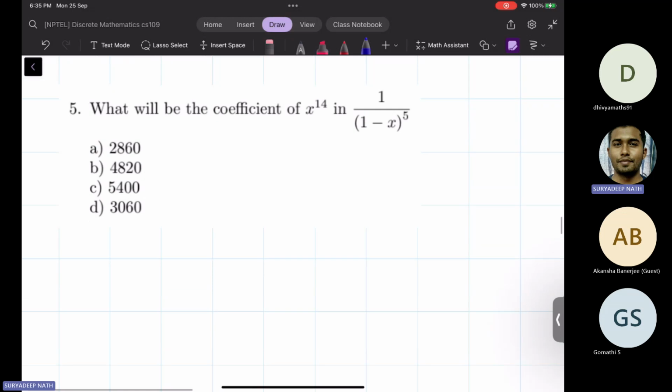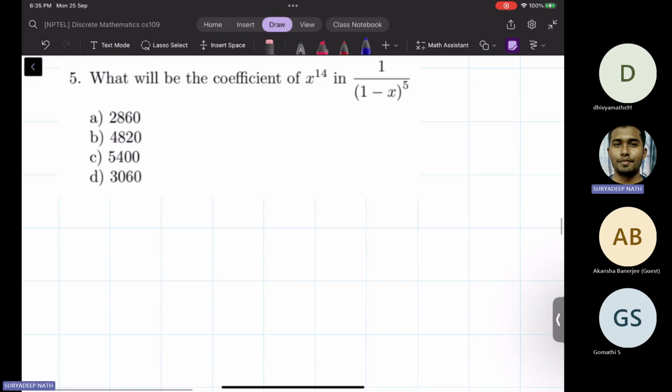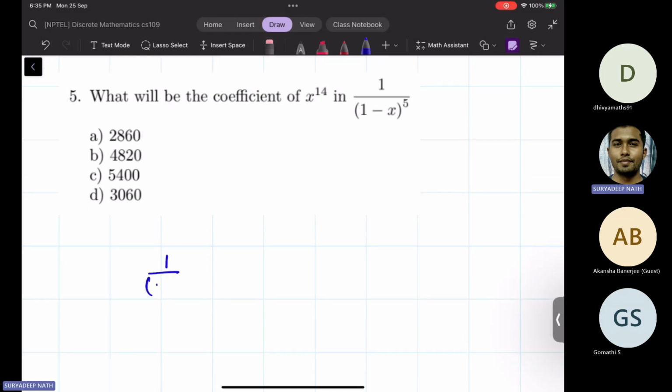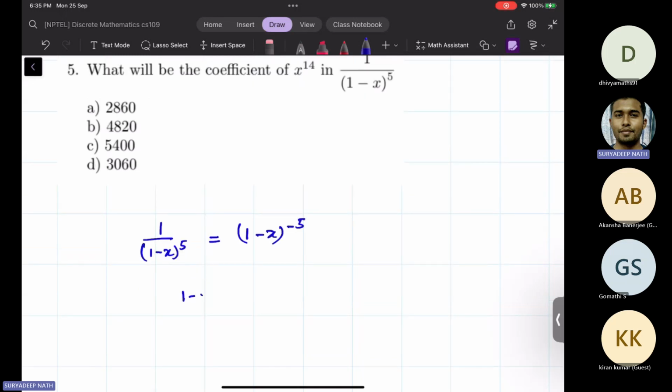What would be the coefficient of x to the power 14 in 1 over (1 minus x) to the power 5? Again, this is a pretty simple question. We'll have to write it in a different fashion. This is (1 minus x) to the power of minus 5. And we know that (1 minus x) to the power minus n is the sum, an infinite sum, from r equals 0 to infinity of (n plus r minus 1 choose r) times x to the power r.